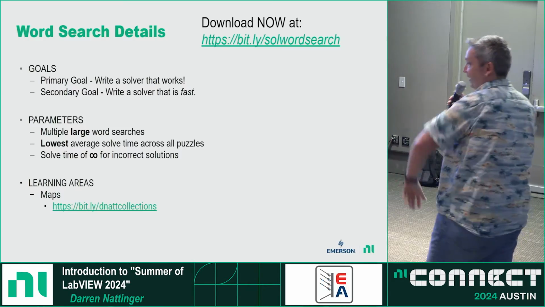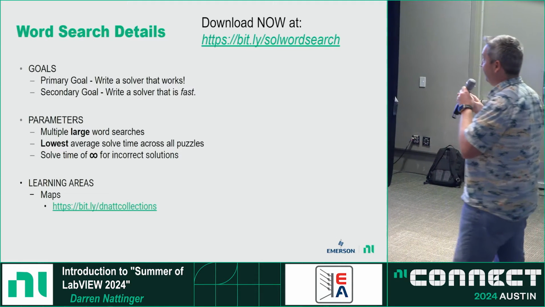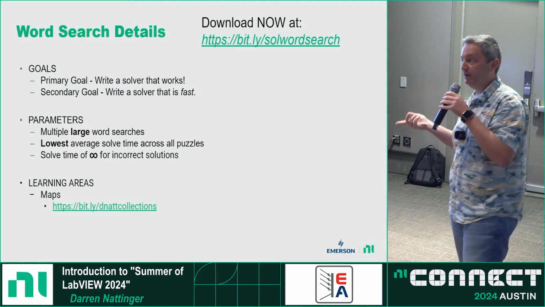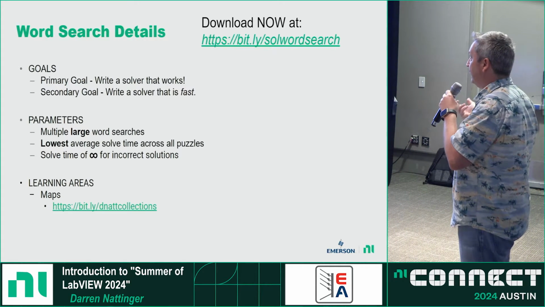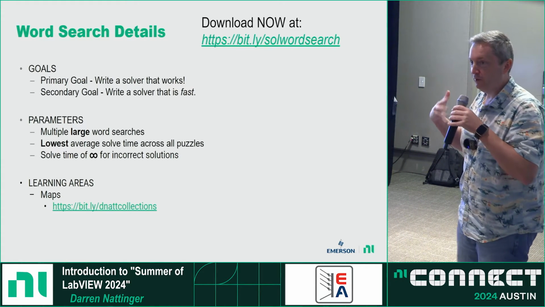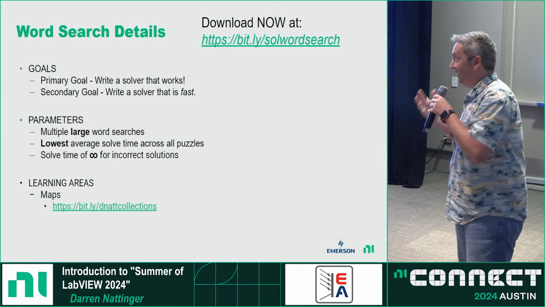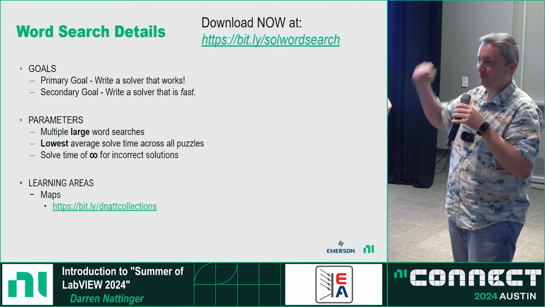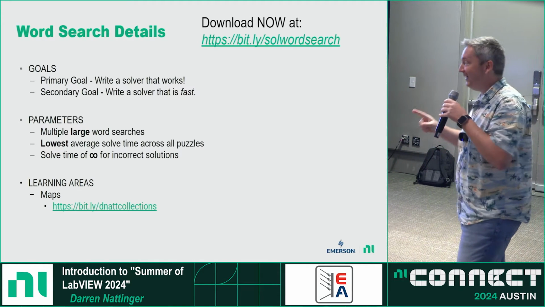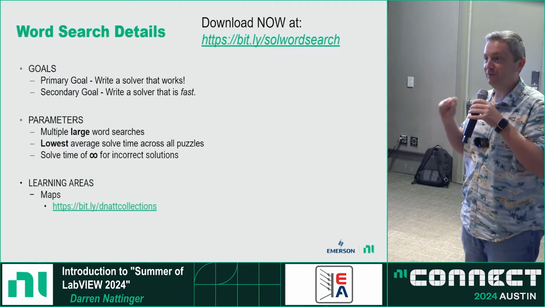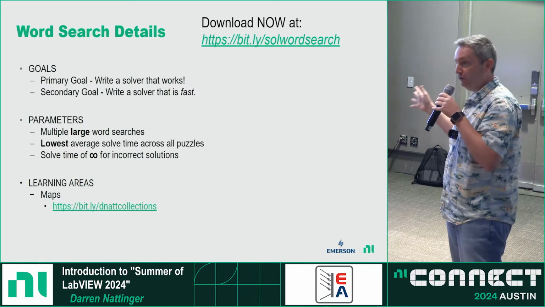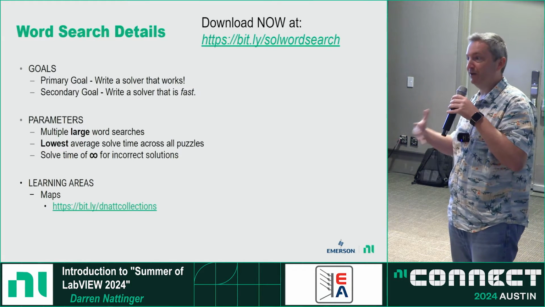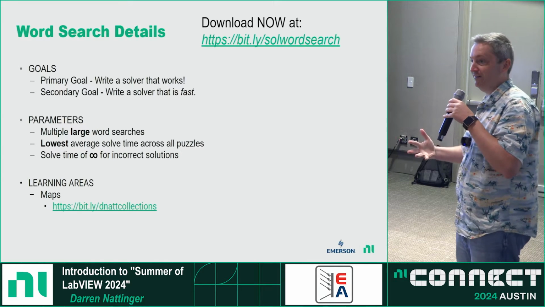So just to summarize the word search itself, first of all, bit.ly/SOL word search takes you to the VIPM.io download page. Your primary goal when you're writing your word search is to just get something that works. Yeah, if you can get that, that's cause for celebration. Now, once you get that, you want to see if you can write a solver that's fast. The solver that I included with the code is slow and dumb. I described to y'all how it works already. Y'all want to come up with something that works much more quickly.